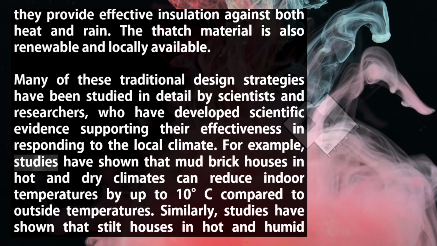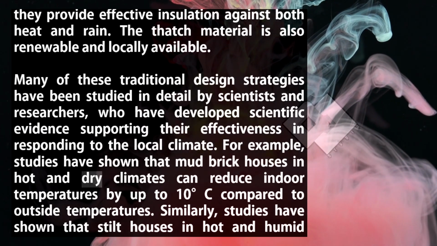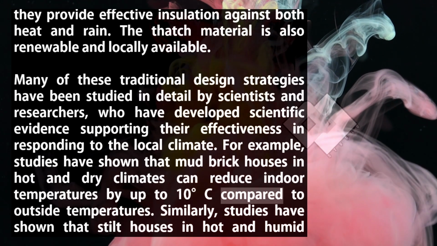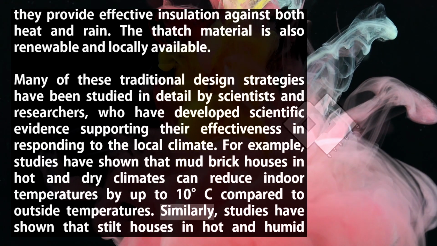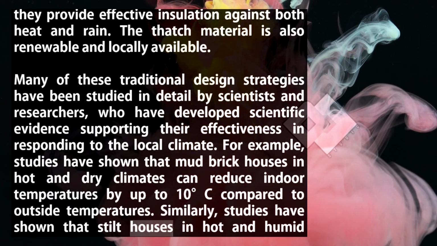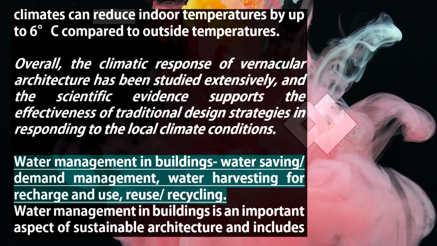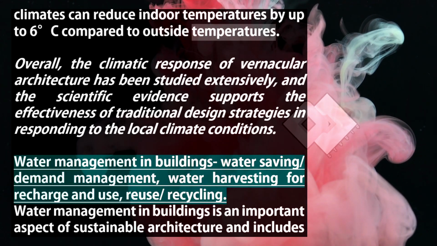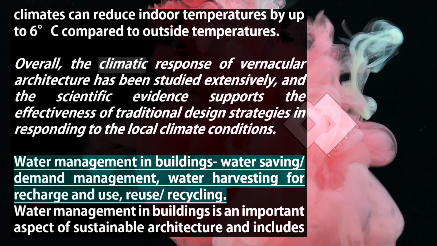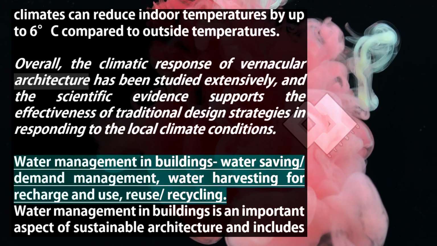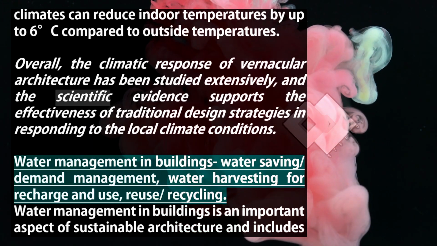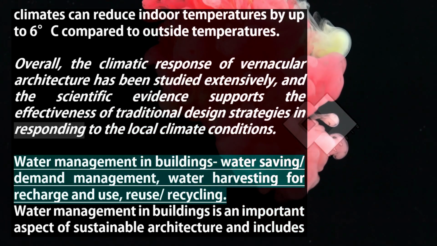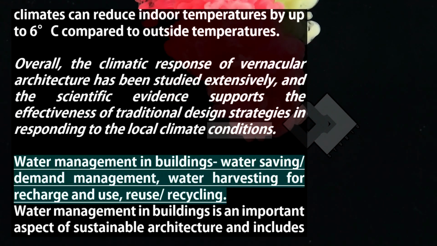For example, studies have shown that mud brick houses in hot and dry climates can reduce indoor temperatures by up to 10 degrees Celsius compared to outside temperatures. Similarly, studies have shown that stilt houses in hot and humid climates can reduce indoor temperatures by up to 6 degrees Celsius compared to outside temperatures. Overall, the climatic response of vernacular architecture has been studied extensively, and the scientific evidence supports the effectiveness of traditional design strategies in responding to the local climate conditions.